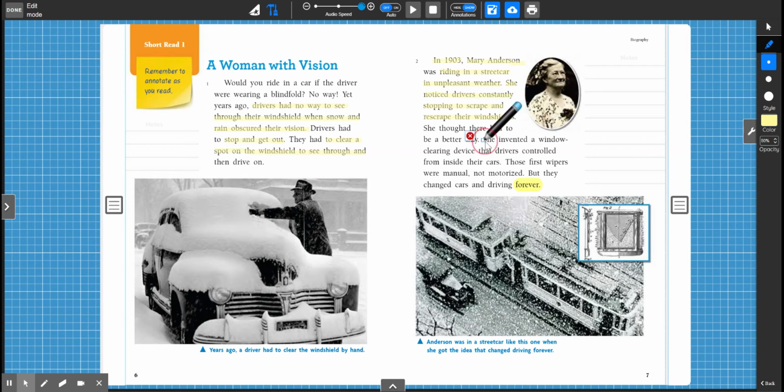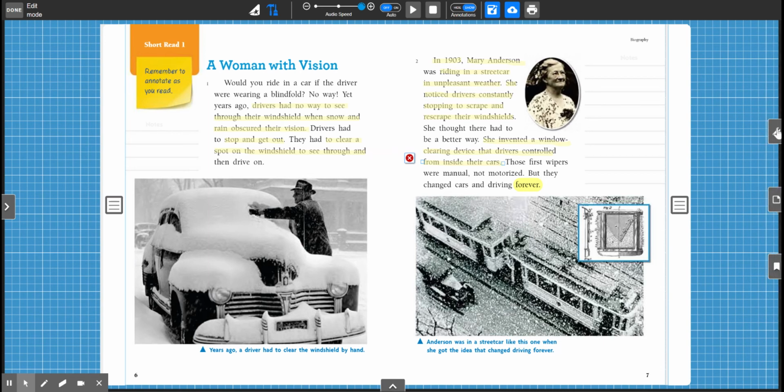So we know that she invented a window clearing device. And how did it help people? They did not have to get out of their cars anymore, right? So they could control it from inside their car. This is a huge invention because it really changed the safety of driving in bad weather. Driving in bad weather is already dangerous. Okay, you have to be super careful. So now drivers can be even more careful and safe because they don't have to get out of their cars.